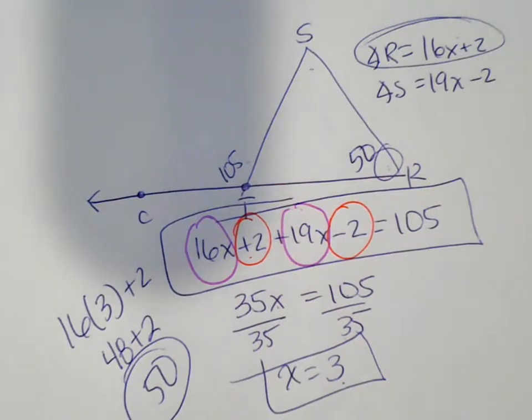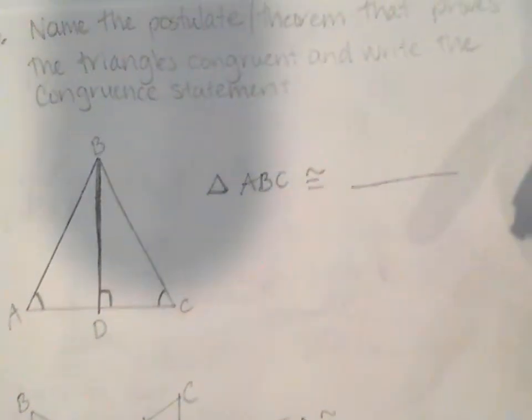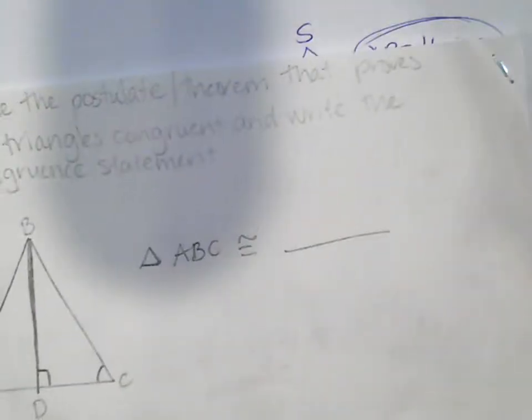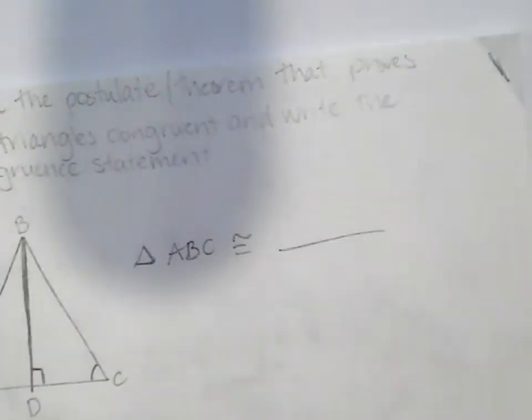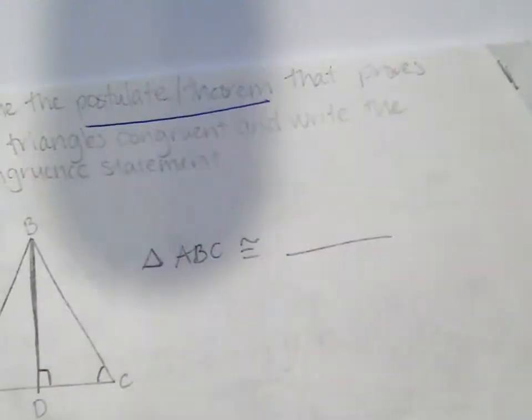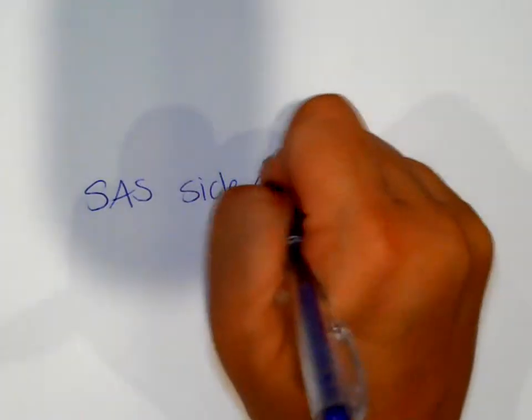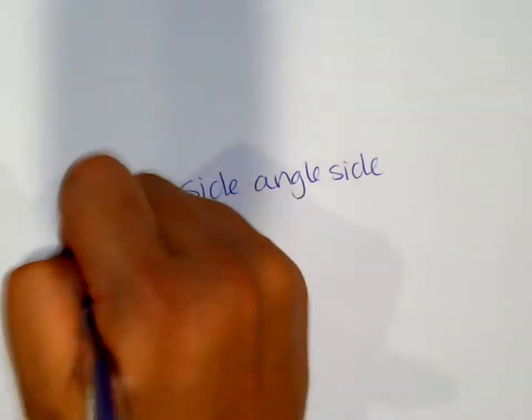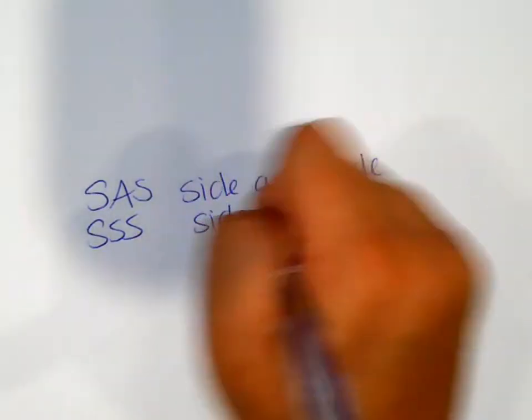All right, on to what I think is the hardest stuff, where you guys are having the most amount of trouble, and that is in the postulates or theorems. So postulates or theorems. Let's go over what your options can be for postulates or theorems. Your options can be SAS, that is side, angle, side. Okay. Your options can be SSS, that is side, side, side.